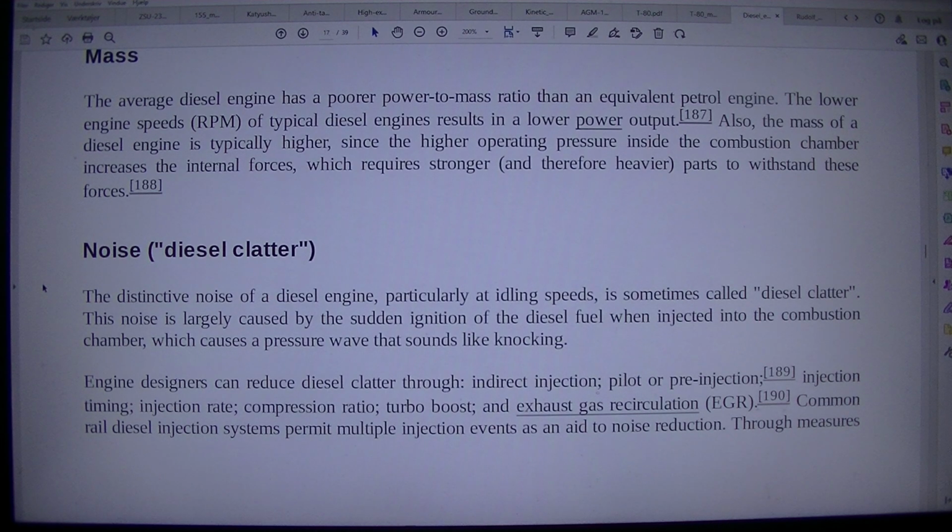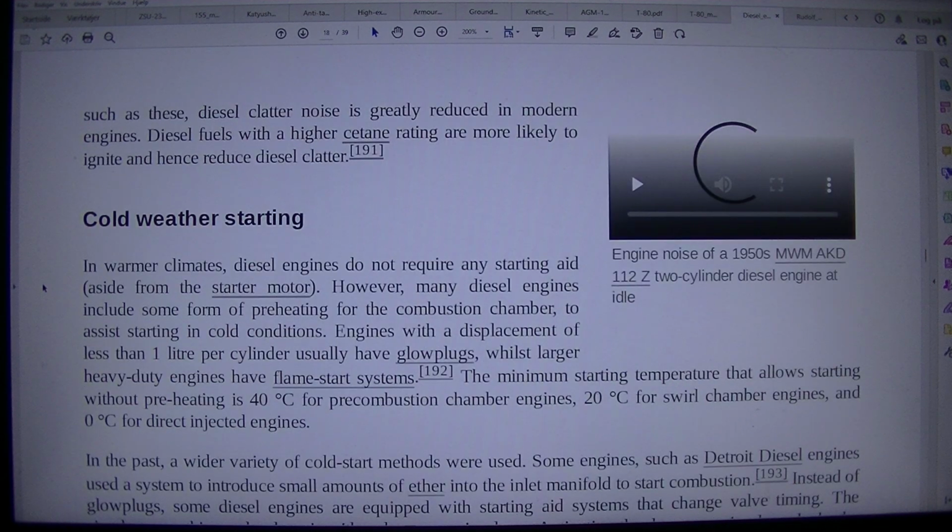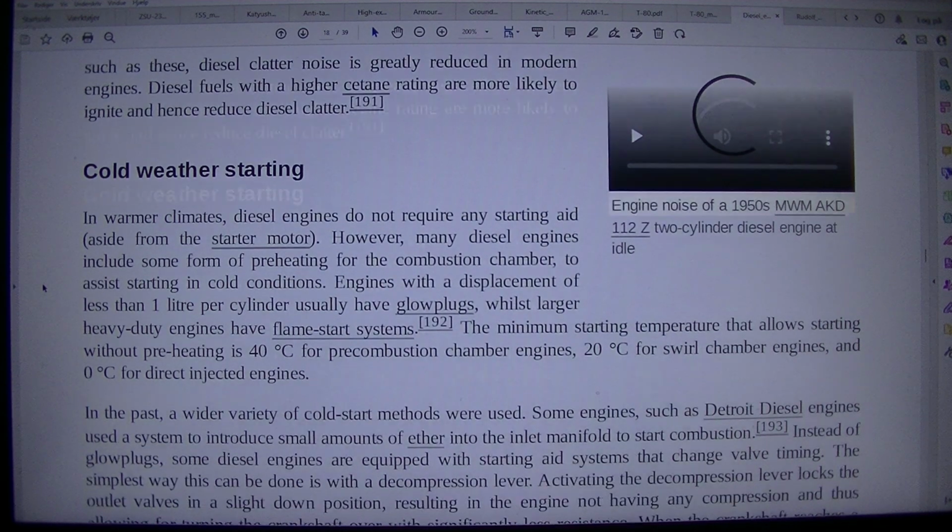Engine noise of a 1950 Smit Mak D 112 Z two-cylinder diesel engine. Through measures such as these, diesel clatter noise is greatly reduced in modern engines. Diesel fuels with a higher cetane rating are more likely to ignite and hence reduce diesel clatter.